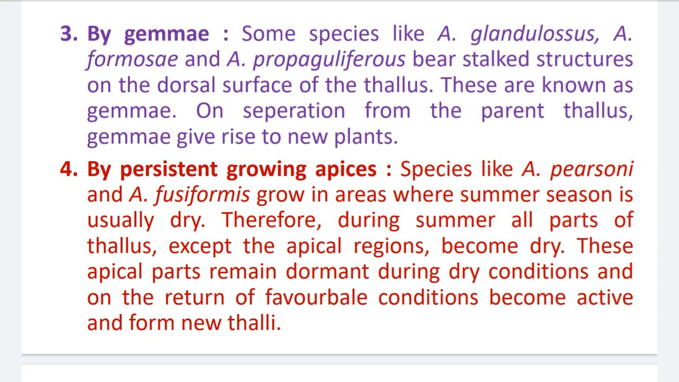Then vegetative reproduction by gemmae. Some species like Anthoceros glandulosus, Anthoceros formosae, and Anthoceros propaguliferus bear stalked structures on the dorsal surface of the thallus.